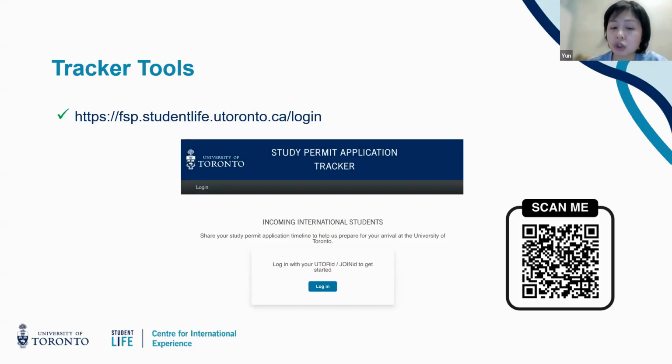Okay, so it allows you to share your study permit application timeline with us. The benefits of sharing your study permit application timeline with us are a few. Firstly, it can help us prepare for your arrival at the University of Toronto. And secondly, it gives us data about how long it generally takes for students at U of T to receive their study permit.